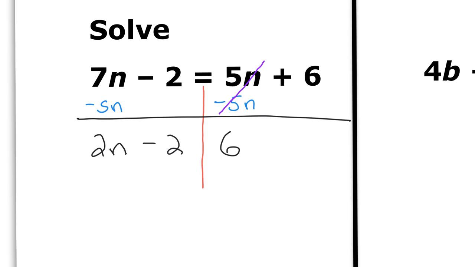Step number 2, you want to eliminate the constants on the same side of the variable. So I am going to add 2 to both sides because that's the opposite of minus 2.